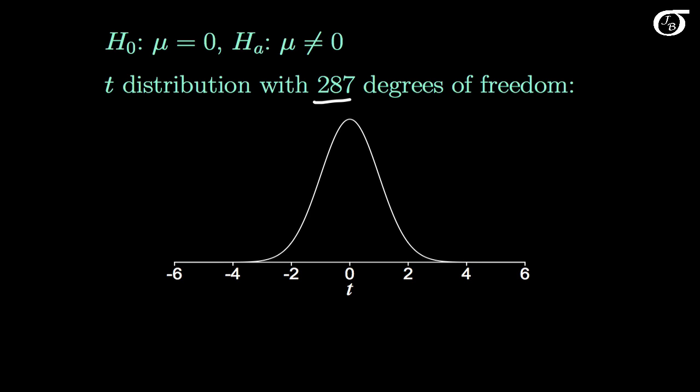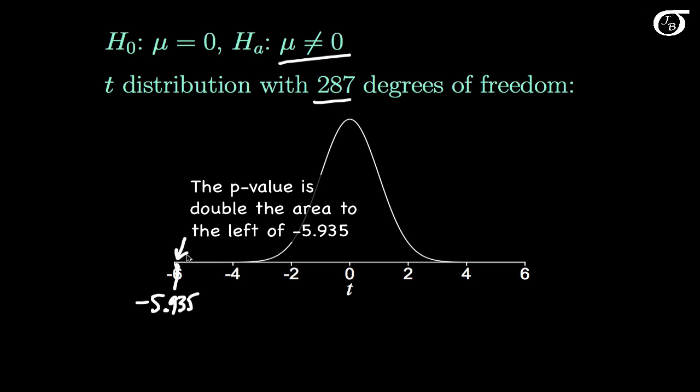With 287 degrees of freedom, the t-distribution is very close to the standard normal distribution. So if you use the standard normal distribution instead, you wouldn't be too far off the mark. But it's still slightly better to use a t-distribution with the appropriate degrees of freedom. The observed value of our test statistic is over here somewhere, at minus 5.935. The alternative hypothesis is two-sided, which means that the p-value is the area in the tail beyond the test statistic, doubled. Or in other words, the p-value is double the area to the left of minus 5.935 under a t-distribution with 287 degrees of freedom.